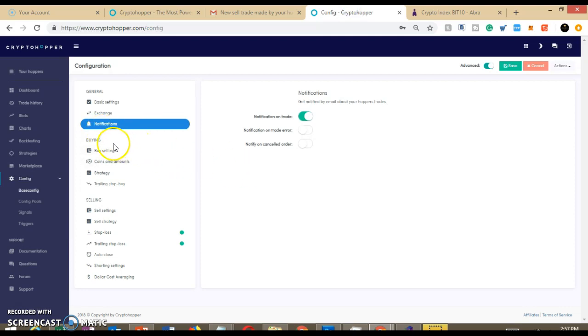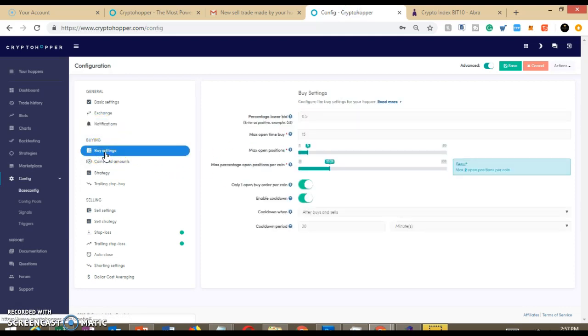All right, so let's go down here and take a look at my buy settings. Some of these are at the default, and it doesn't really matter because I happen to be using signals, so I don't really need to set these. But this one is important, the max number of open positions. I have 5, and then max percentage of open positions per coin. It says max 2 open positions per coin. Only 1 open buy order per coin.